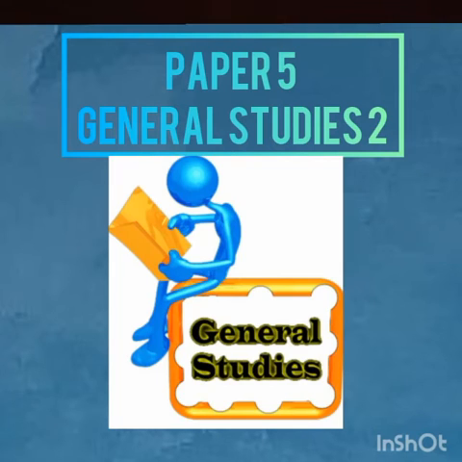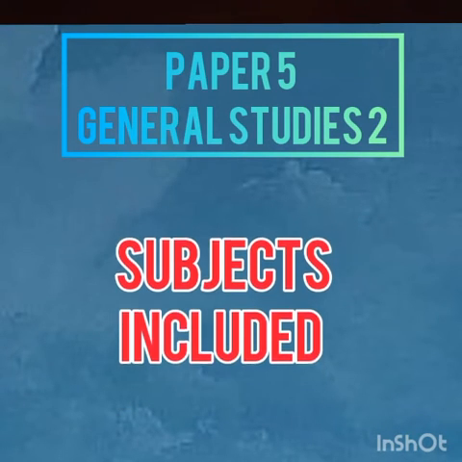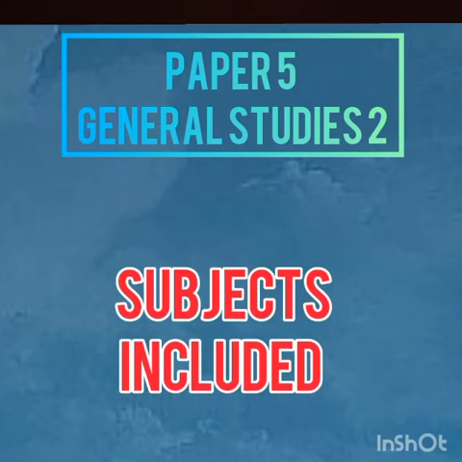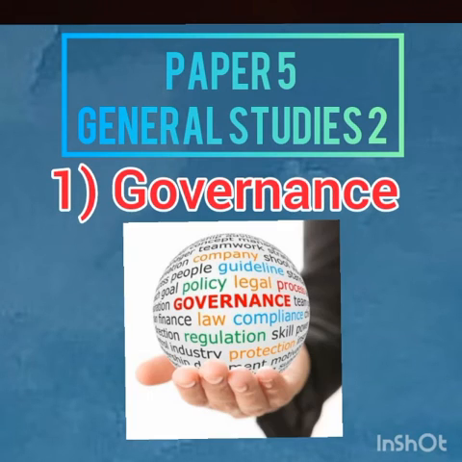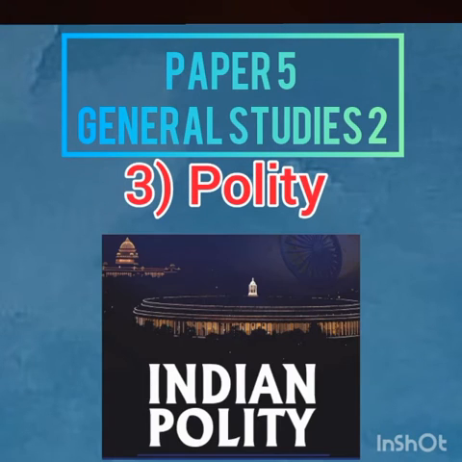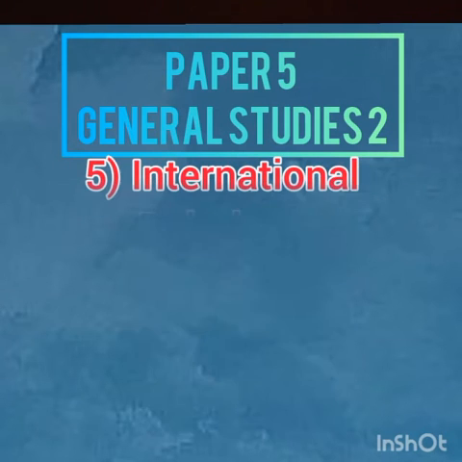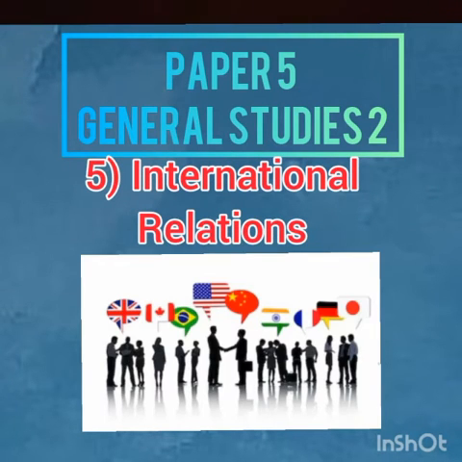Paper 5, General Studies 2. It is of 250 marks. The subjects included in this paper are: first, governance. Second, constitution. Third, polity. Fourth, social justice. Fifth, international relations.